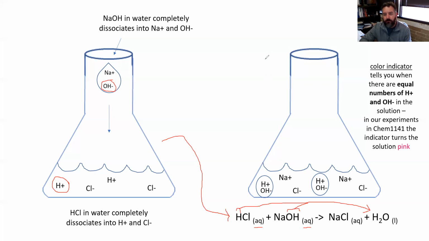This is the balanced equation for the reaction between hydrochloric acid and sodium hydroxide. And this is just a graphical representation of what's going on inside that flask. Those hydroxides and those hydrogen cations, or protons, are going to grab onto each other, and when they do, they're going to form liquid water. The sodium ions and the chloride ions are just floating around, and those are what we call spectator ions.